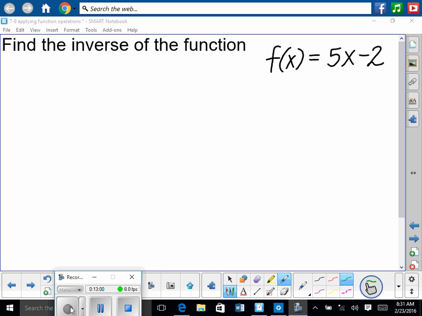Before I let you finish up, there's just a couple examples here. So let's remember how to find the inverse of a function. What are the steps? What do I do first? Quick.